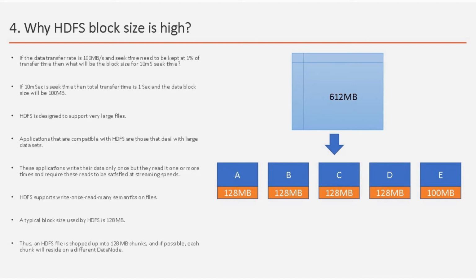A typical block size used by HDFS is 128 MB. So an HDFS file is chopped up into 128 megabyte chunks, and if possible, each chunk will reside on a different data node. So if you have a 612 megabyte file, there will be 5 chunks. 4 of them will be 128 megabytes and one of them will be 100 megabytes. In that way, you can define your blocks.